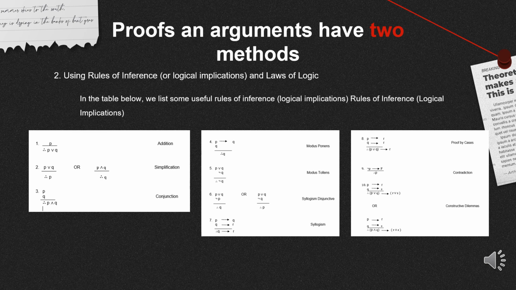The second method of proof and argument is using rules of inference or logical implication and laws of logic. In the table below, we list some useful rules of inference. First one we have addition, the second we have simplification, next we have conjunction, the fourth one we have modus ponens, the fifth one we have modus tollens, the sixth one we have disjunctive syllogism, the seventh is syllogism, the eighth is proof by cases, the ninth is contradiction, and the last one is constructive dilemma.